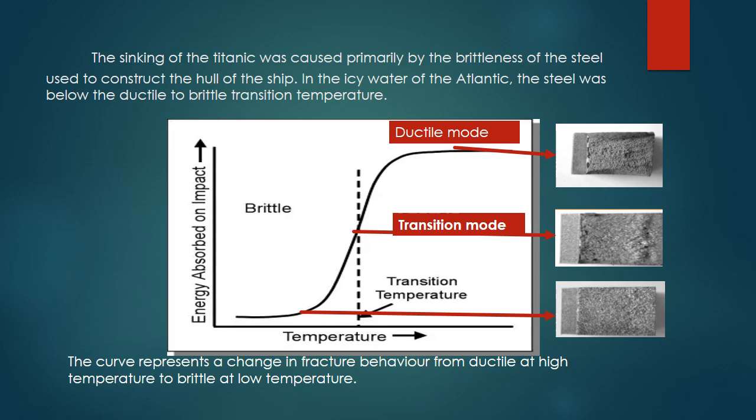The transition mode shows a mixture of cleavage as well as dimple. There is a mixture of ductile and brittle fracture. So from this graph we can find that there is a transition from ductile to brittle.